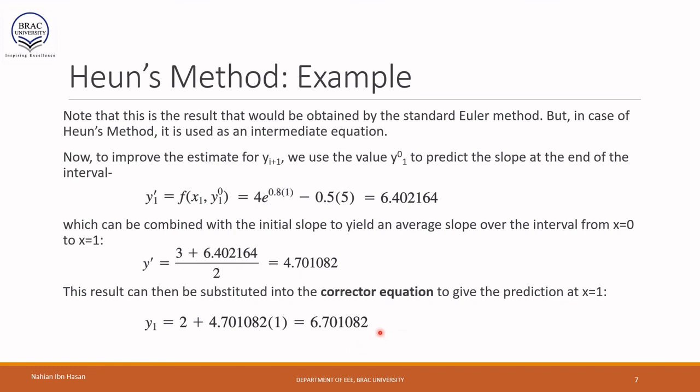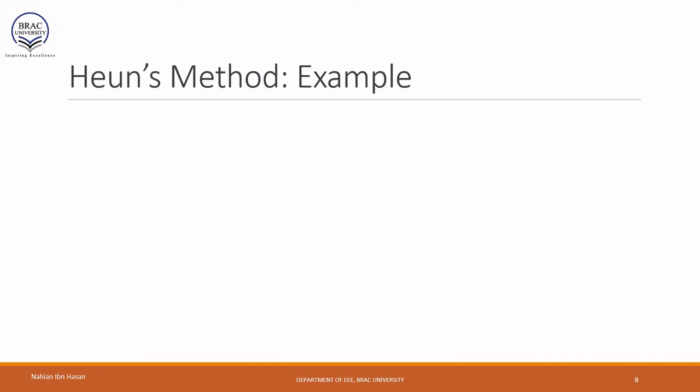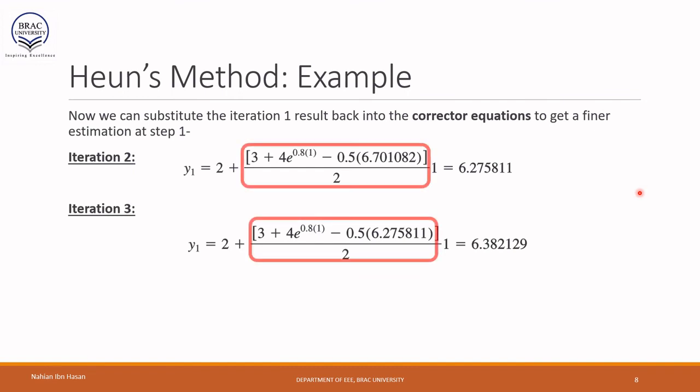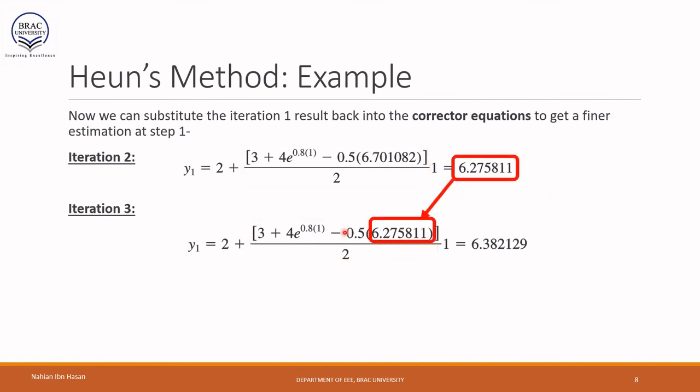And now we can again substitute this result into the corrector equation. In the next iteration, at iteration 2, if we substitute this result, we will get another corrected result. This is a fine-tuned, a finer result. So that is 6.275811. This is the result at iteration 2. And now at iteration 3 we are going to substitute the result again and get a new result, which is 6.382129, and so on.